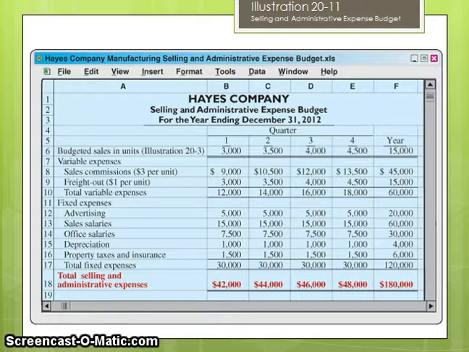Okay, freight's $1 per unit. So we look at our units and sales, and these are sales figures, not production figures. And that'd be $3,000. Okay, the fixed don't vary. They are fixed, so they're going to be the same each quarter. So we're going to put those down, add everything up, and get our total selling and administrative expenses for each quarter, and then again for the year.